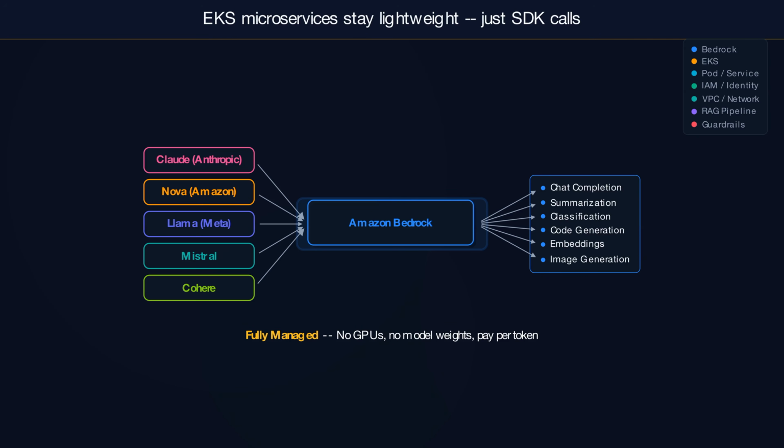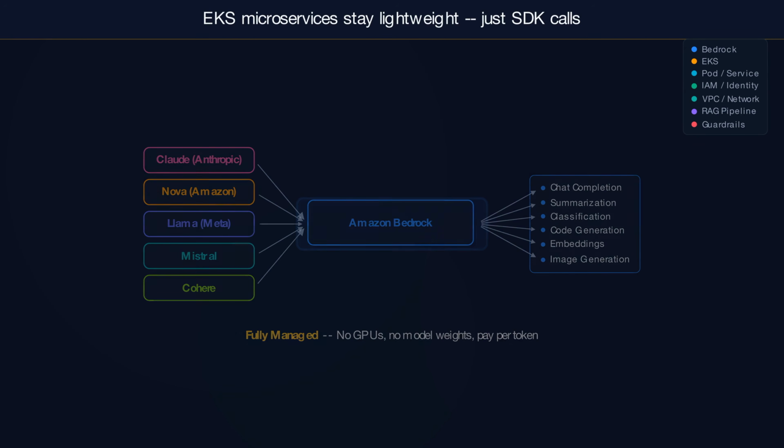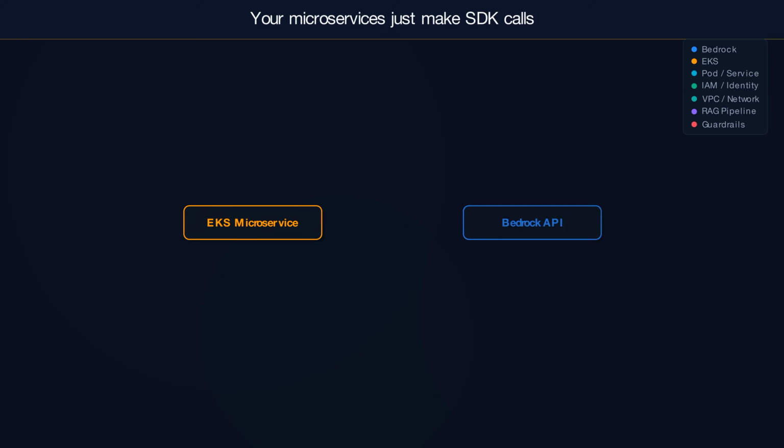The key insight: Bedrock is a fully managed service. There are no instances to provision, no model weights to download, no GPUs to manage. You pay per token, input tokens and output tokens, and AWS handles availability, scaling, and security of the inference endpoint. For EKS teams, this is a game changer. Your microservices stay lightweight. They just make SDK calls, while the heavy AI compute lives entirely in AWS managed plane.